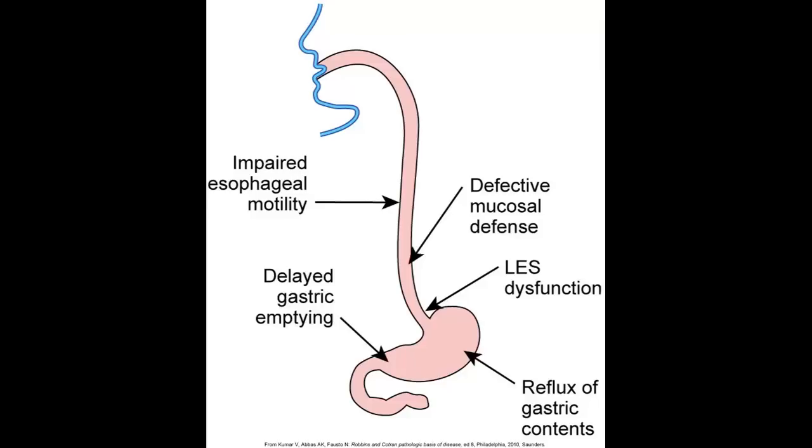The lower esophageal sphincter could have a dysfunction as well, so that we're allowing contents of the stomach to reflux back into the esophagus. We can also have reflux of the gastric contents due to delayed gastric emptying. So let's say that your patient has delayed gastric emptying. When the patient eats, the stomach starts to fill up and fill up and fill up. There's no place for stuff to go because there's delayed emptying, and it starts backing up into the esophagus.